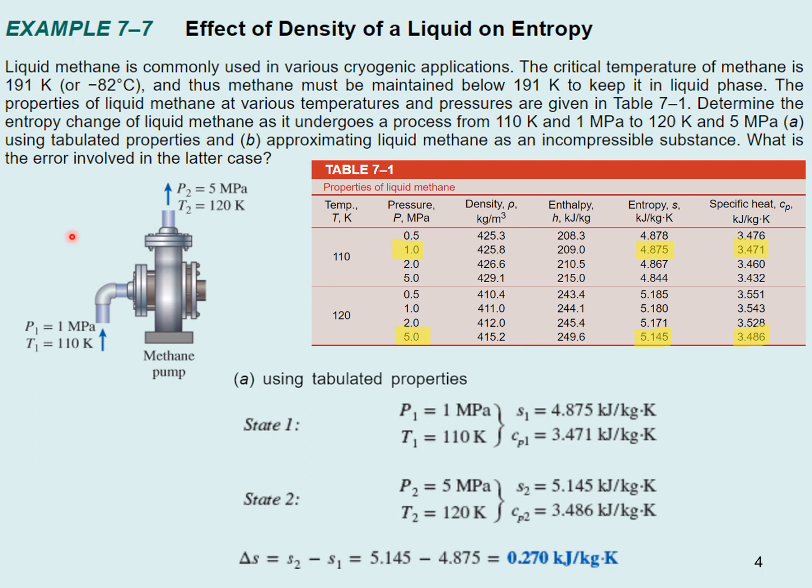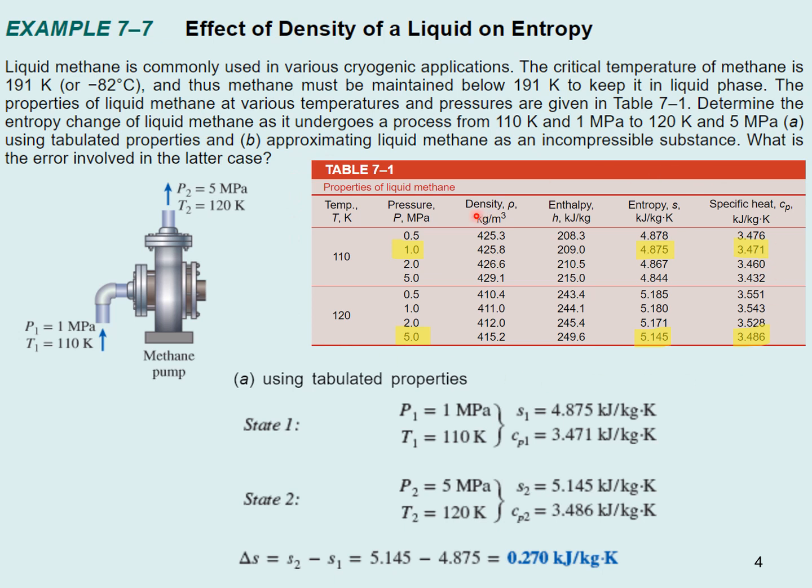As an example, let's take a look at example 7.7, the effect of density on a liquid's entropy. Liquid methane is commonly used in various cryogenic applications. The critical temperature of methane is 191 Kelvin, and thus methane must be maintained below 191 Kelvin in order to keep it in a liquid phase. The properties of liquid methane at various temperatures and pressures are given in table 7.1.